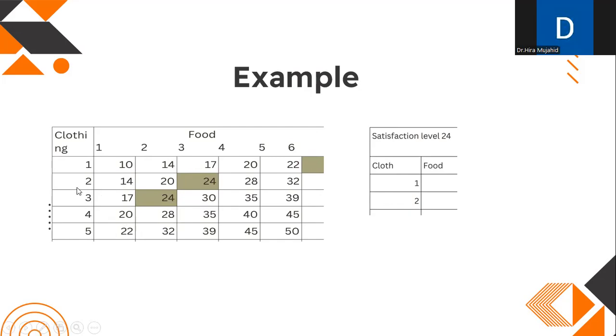You can take any other item on the axis in the example. We are just considering clothing and food here, so it means that 2 units of food and 2 units of clothing give us 20 units of satisfaction. 3 items of food and 2 items of clothing give us a satisfaction level of 24. So these different combinations represent the level of satisfaction, right?